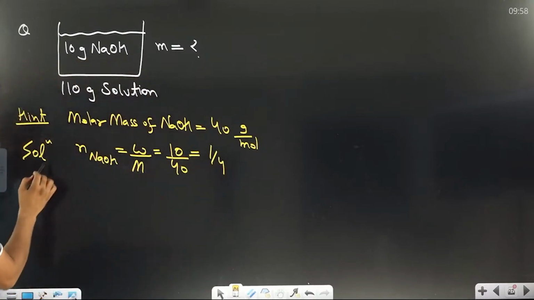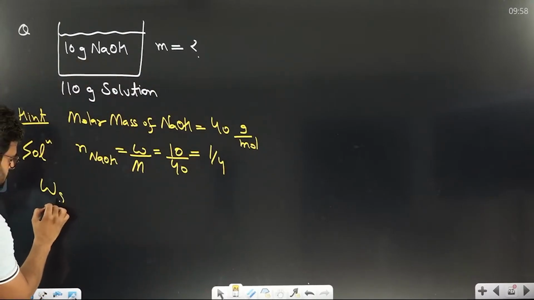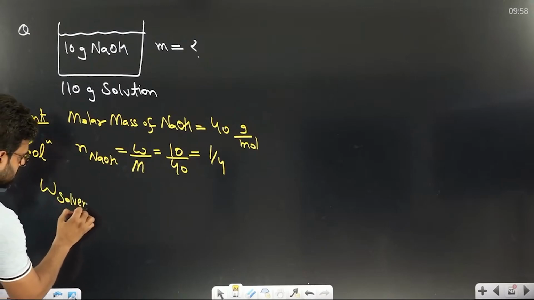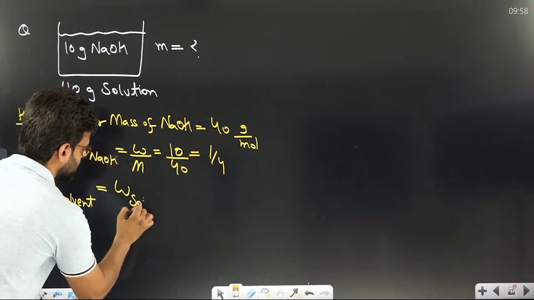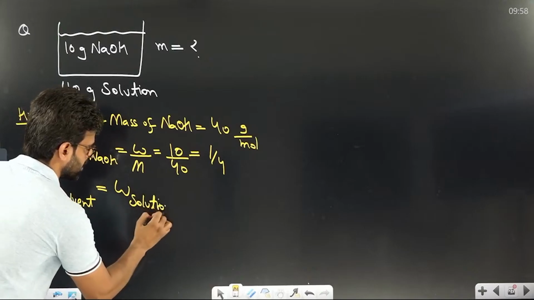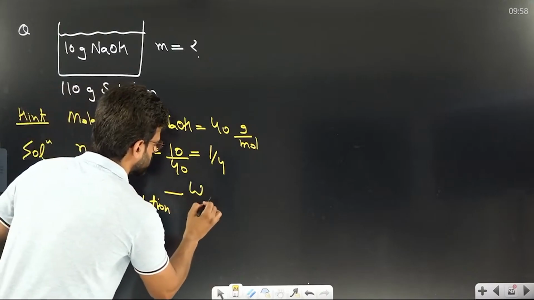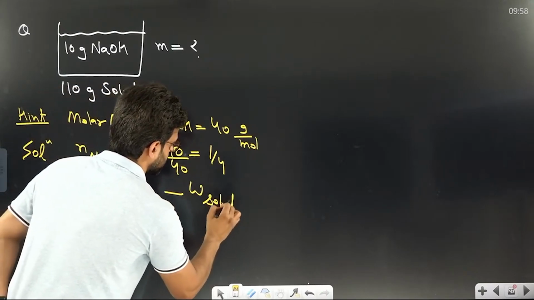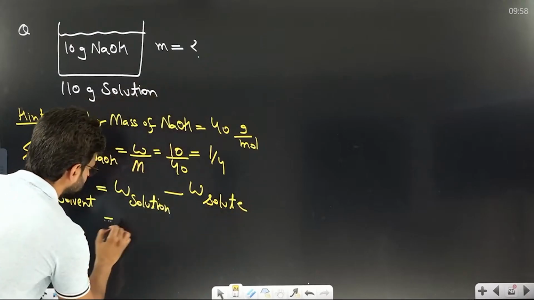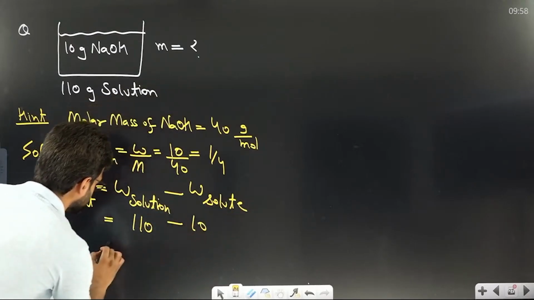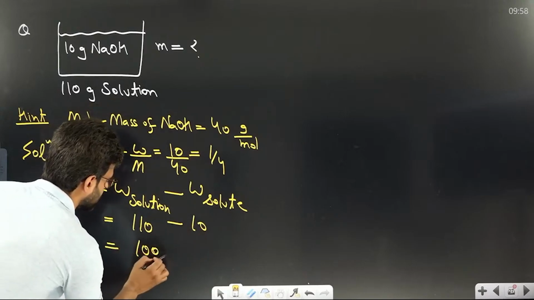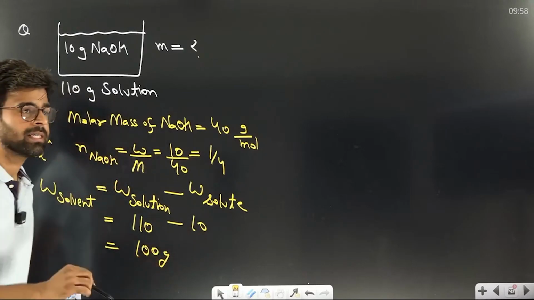Very good. Now, I want weight of solvent. Bacha, what is weight of solvent? It is weight of solution minus weight of solute. Right? So what is coming from here? It is coming 110 gram minus 10. So our solvent is only how much? 100 gram. Don't forget about it.